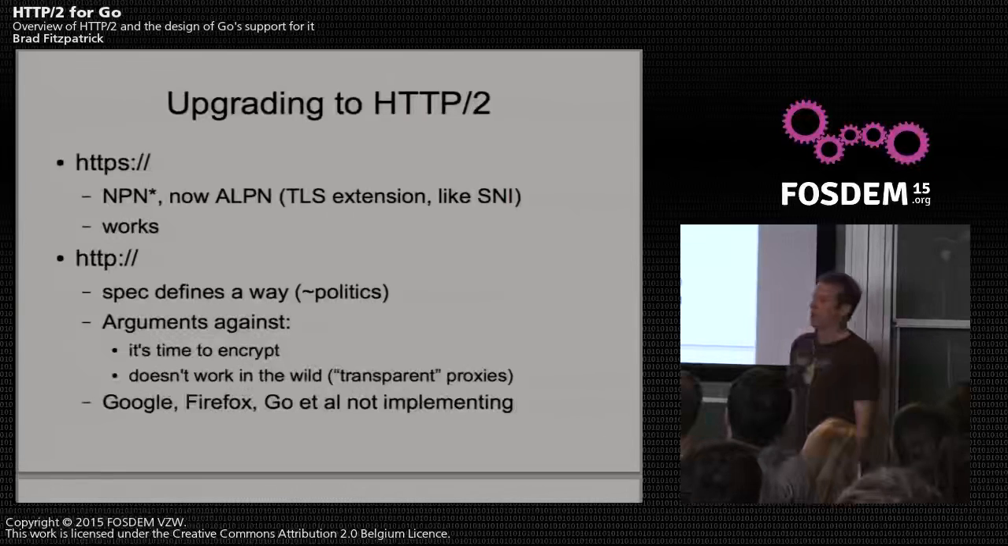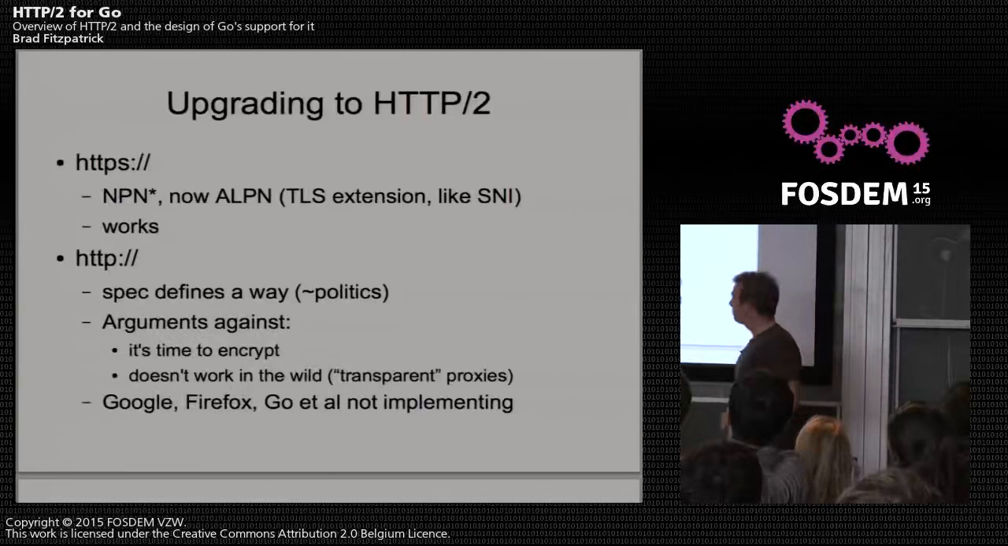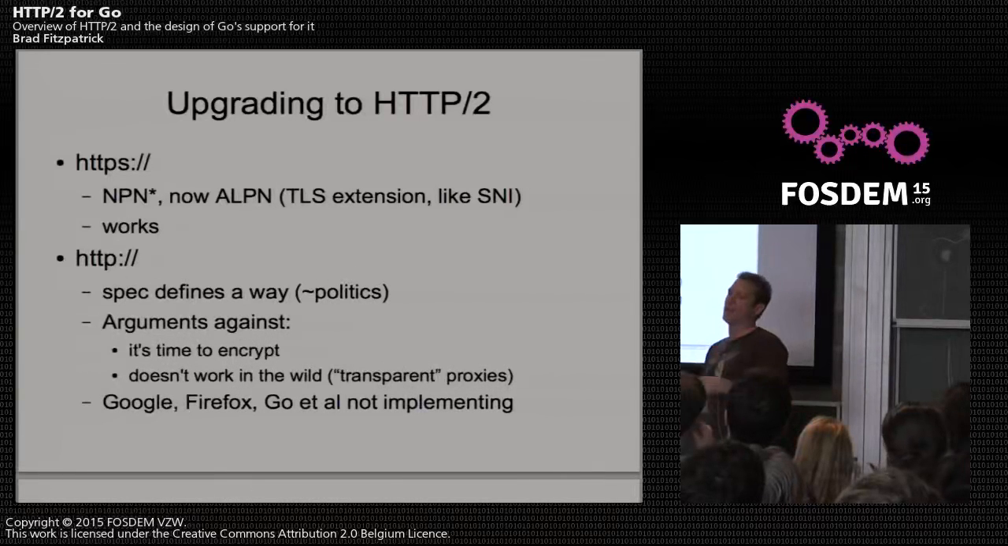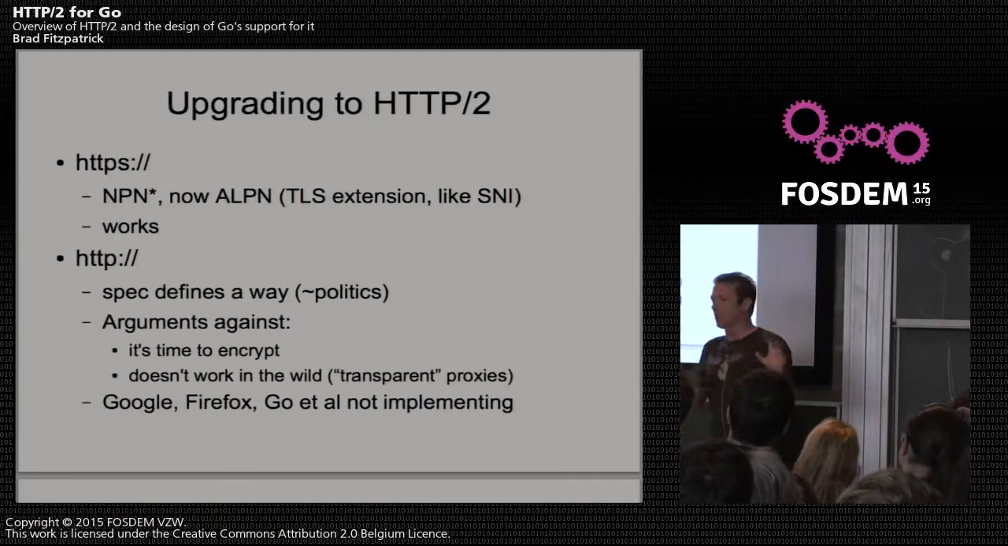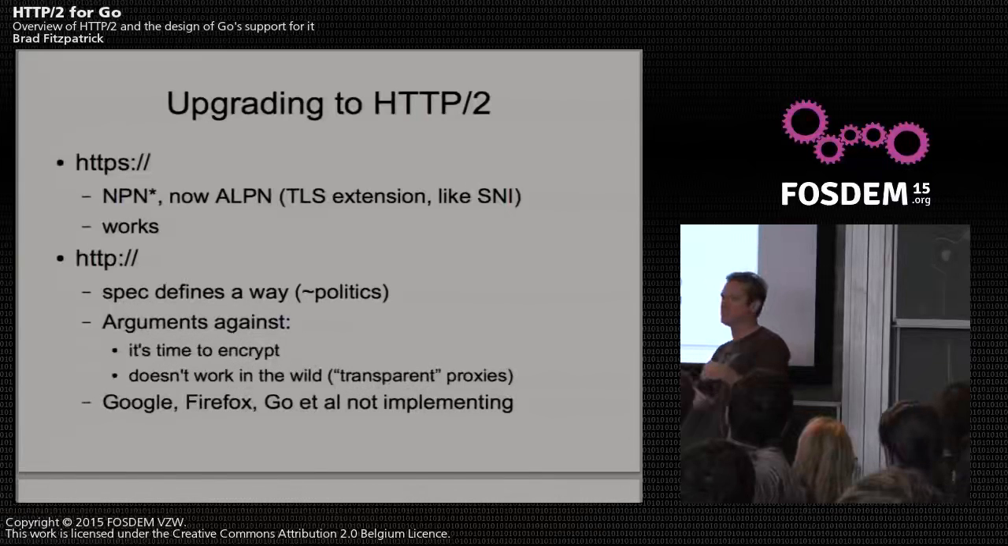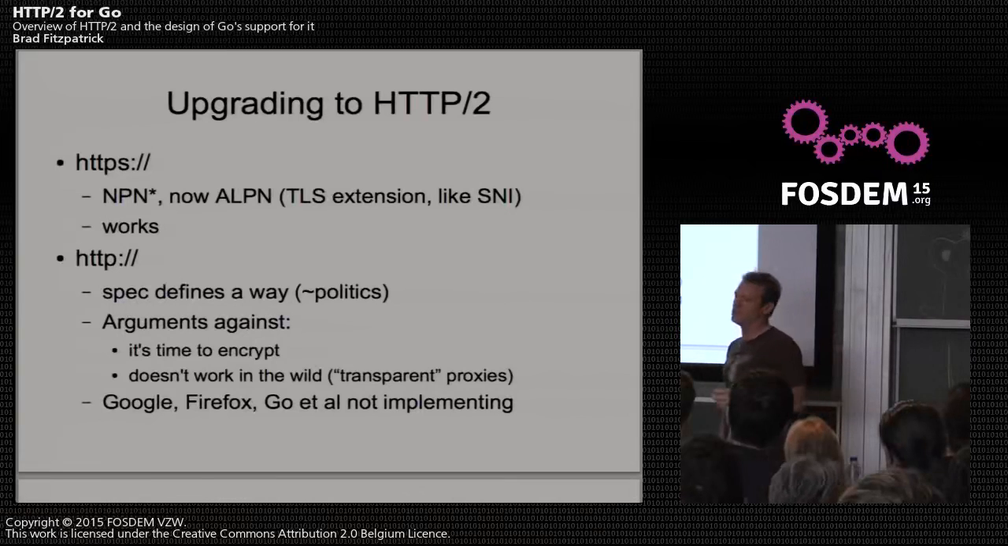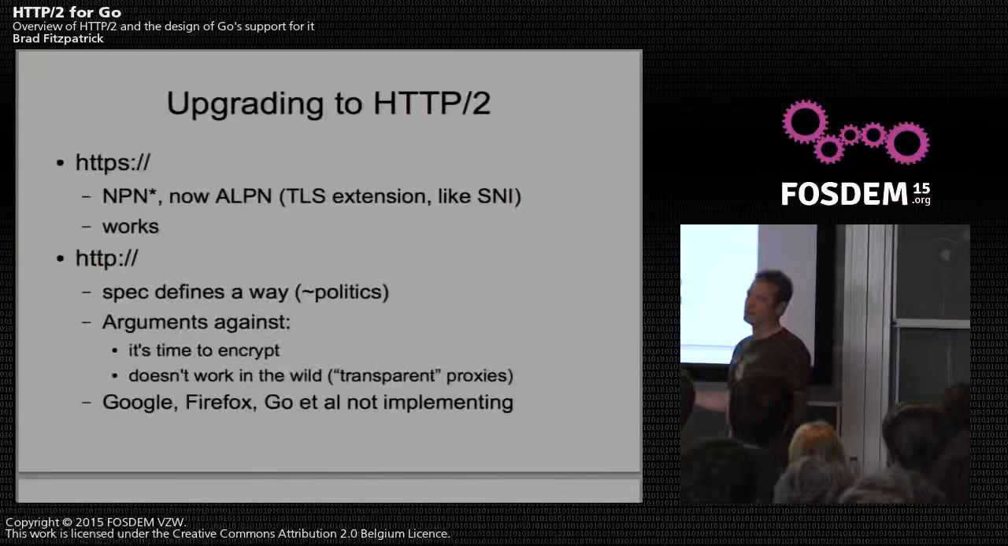As far as how you upgrade from HTTP1 to HTTP2, with HTTPS, you do it with an extension in TLS. It was previously called NPN. Now they changed how it works. It's called ALPN, but it's basically the same. You basically just say in your handshake, by the way, after we're done with this whole little handshake business, these are the protocols that I would like to speak. And the other side says that too. So just like you negotiate your cipher suites and stuff, you can negotiate the protocol that you're going to speak next. And so right after the handshake is done, you know. This works really well.